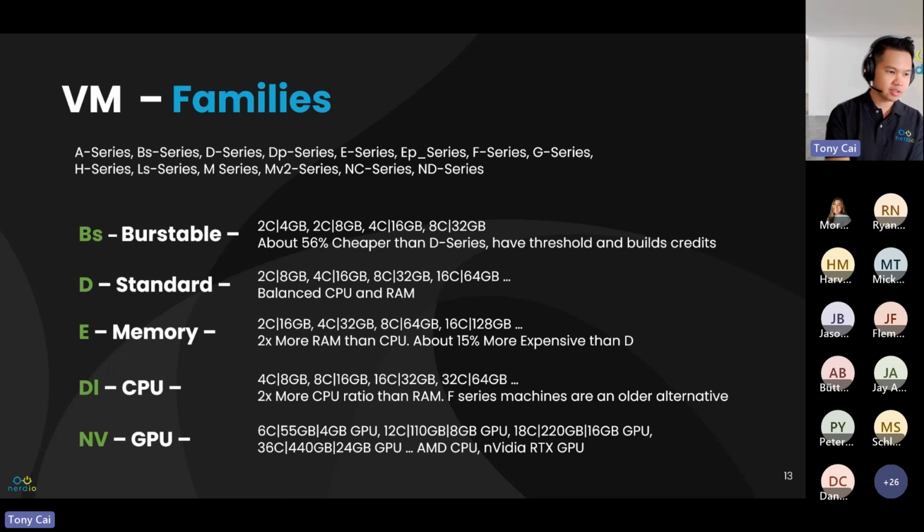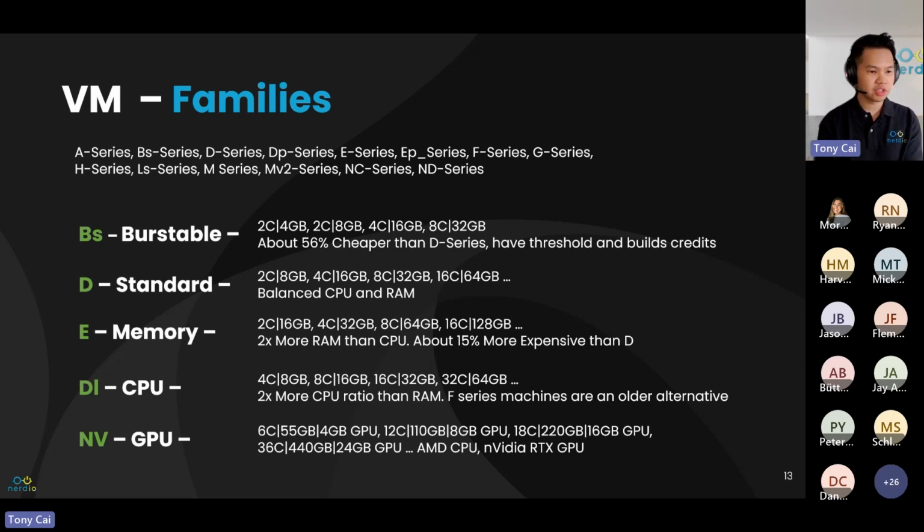Then you got your DL machines. DLs are formerly F machines. They're 2 times more CPU processor, same amount of RAM compared to your standard, and they're about 17% more expensive. And your F series are your older alternatives. So DLs are actually still in public preview. If you have F series machines running, start looking at when you can switch to DL machines, because they're the newest generation EPYC 3 Intel latest processors.